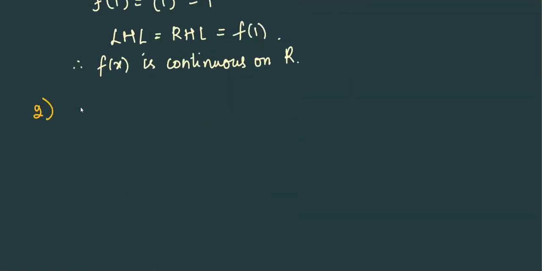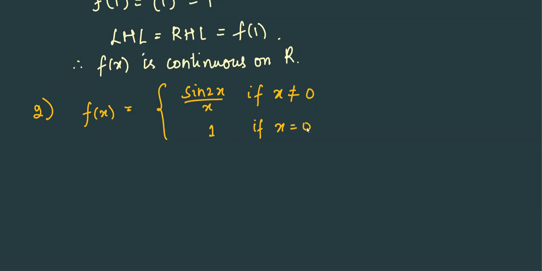Now, next question. f of x is defined by sine 2x upon x if x is not equal to 0, and it is equal to 1 if x equal to 0. Is f continuous at x equal to 0? This is question 1.